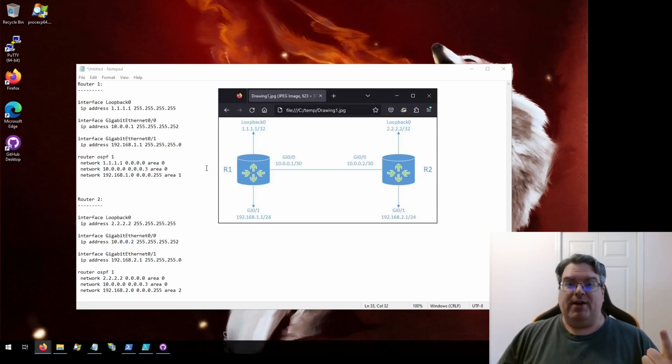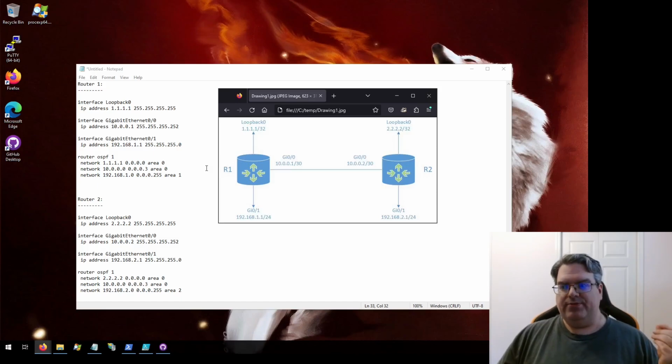GRE, or generic routing encapsulation, is another one. Where do you see this? Well, one of the places you used to see this was in PPTP VPNs. PPTP being point-to-point tunneling protocol. It was very common with Windows Server 2003 and immediately following that.